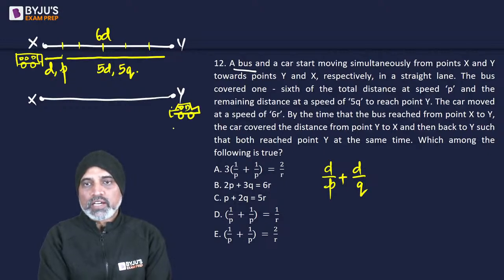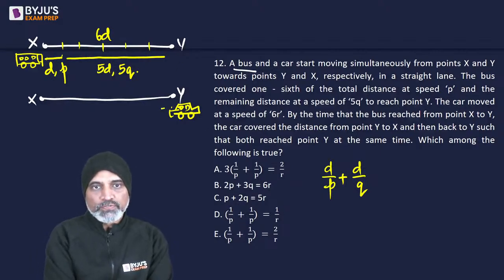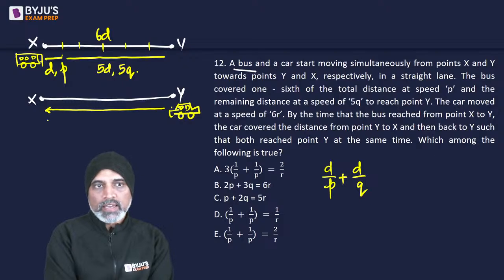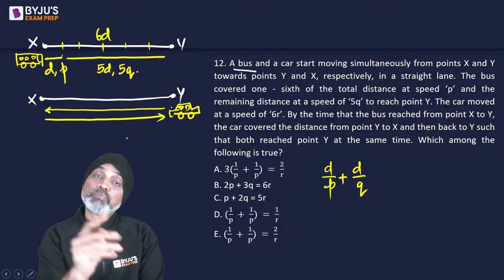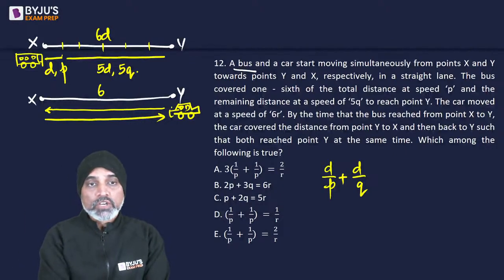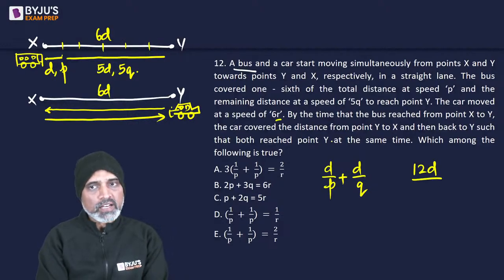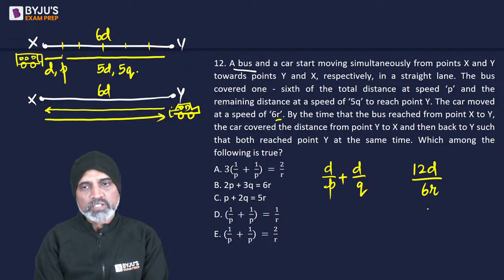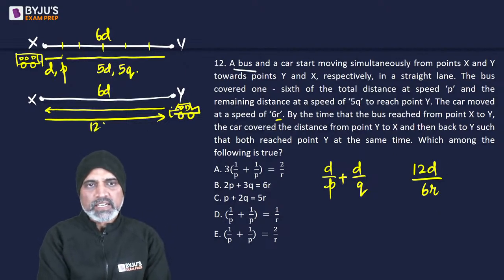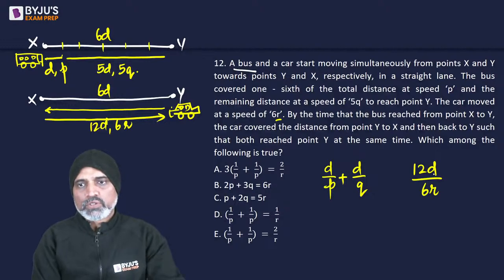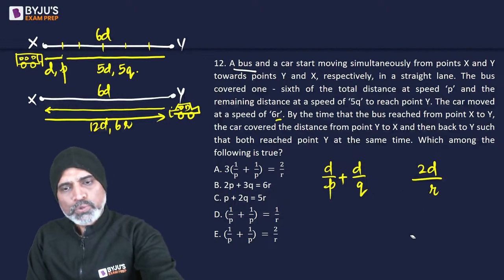Now, what happens to this car? Car moves at a speed of 6r. By the time bus reached from X to Y, the car covers a distance from y to x and back to y. अच्छा पूरा आना जाना दोनों कंप्लीट कर लिया इसने. So can I say the car traveled a total distance of 12d at the speed of 6r? So the time the car took would be this much. Now 12d distance it has covered at the speed of 6r. So 12d by 6r I'm going to simply write 2d by r.